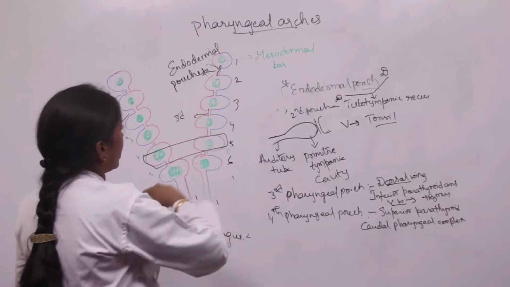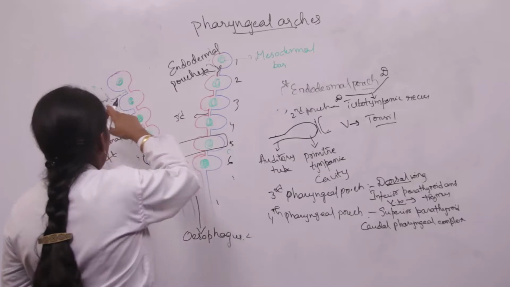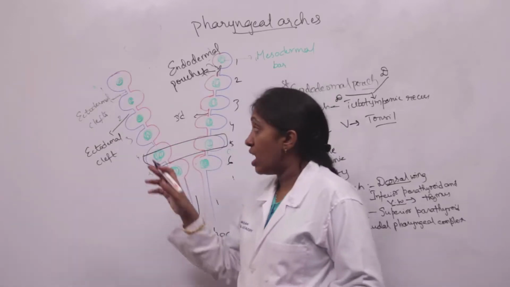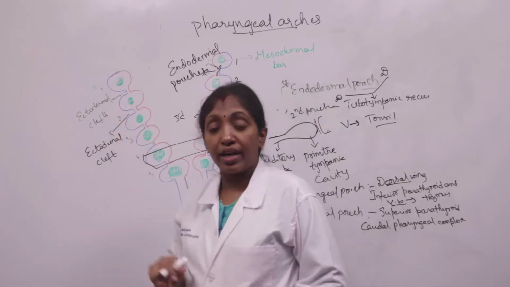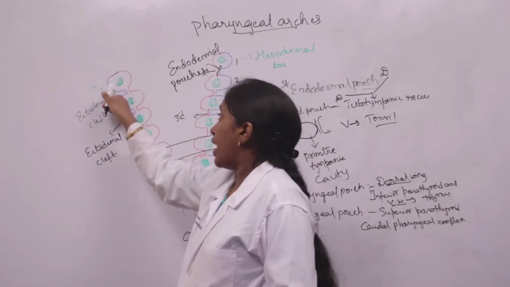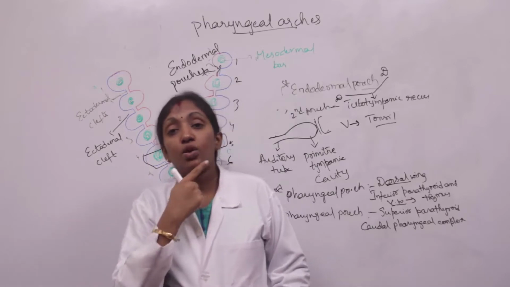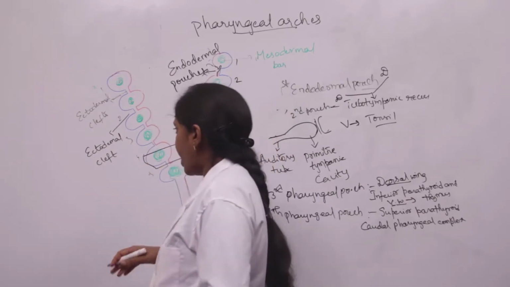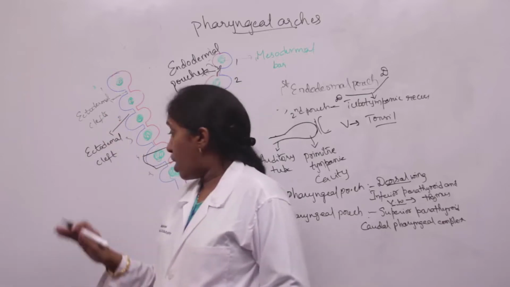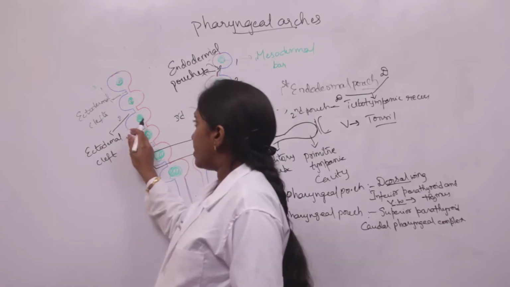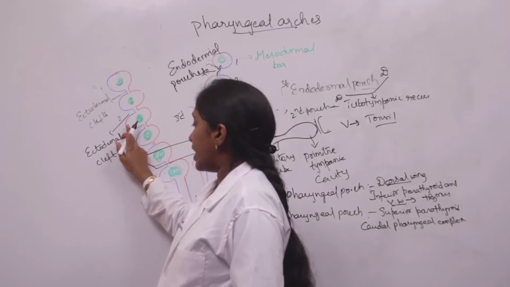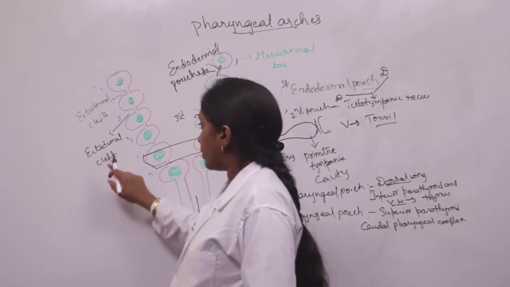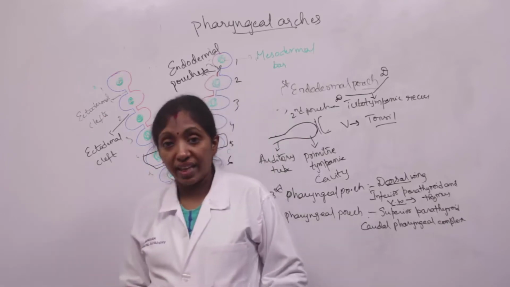The derivatives of the mesodermal bars are over, the endodermal pouches are over, now the ectodermal clefts. Out of these, only the first cleft remains, and it forms the epithelial lining, the cuticular layer of the tympanic membrane. The ectoderm covering the first arch forms the skin over the lower lip, lower jaw, upper lip and upper jaw, and all the remaining ectodermal clefts disappear. Sometimes the ectodermal cleft of the second arch grows over the other arches, and the space behind that we call the cervical sinus.